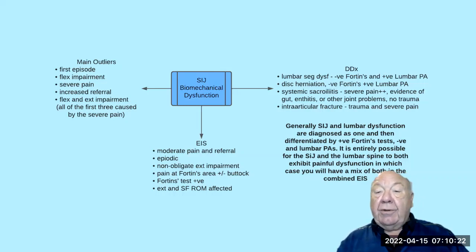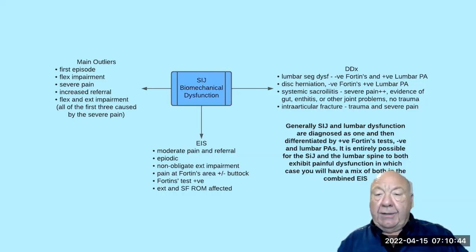Differential diagnosis: lumbar segmental dysfunction, and this is always an issue because often they've got both lumbar pain and sacroiliac pain. But even if they haven't, the lumbar spine can refer to the buttock. So this is always a differential diagnosis for SIJ biomechanical dysfunction.